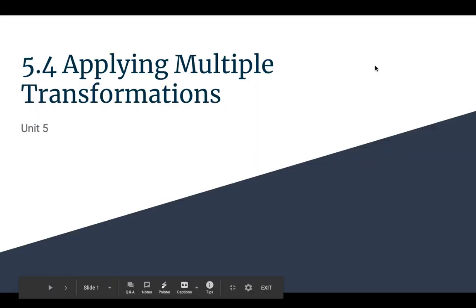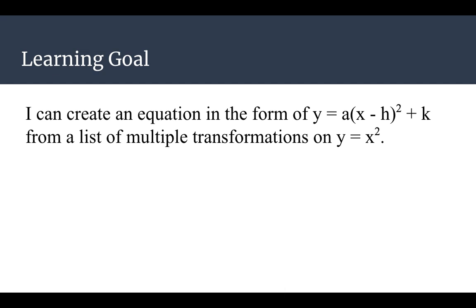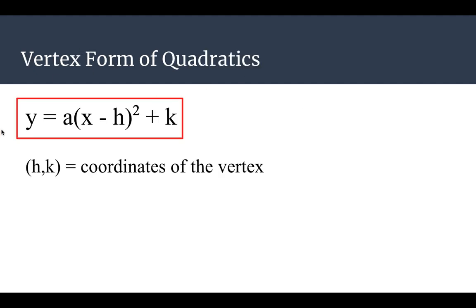Okay, there we go. So our learning goal today is to create an equation in the form of y equals a times (x minus h) squared plus k from a list of multiple transformations on y equals x squared. First of all, I just wanted to let you know that this form of the equation is called the vertex form of quadratics.